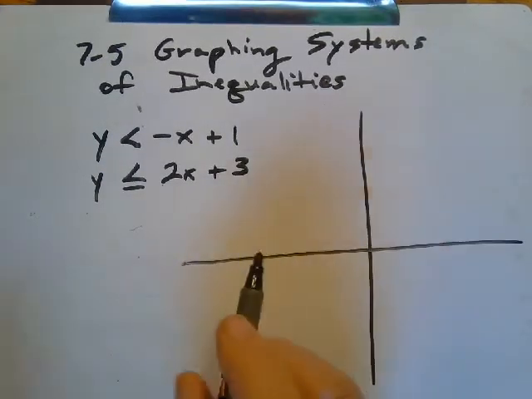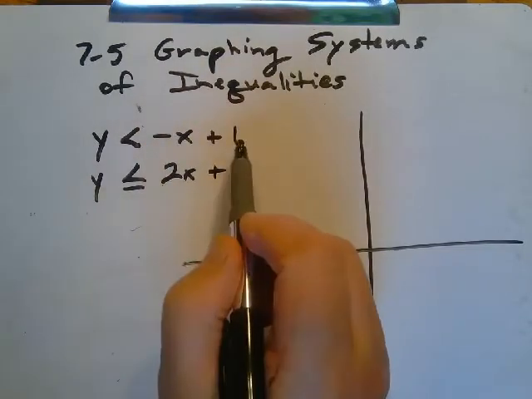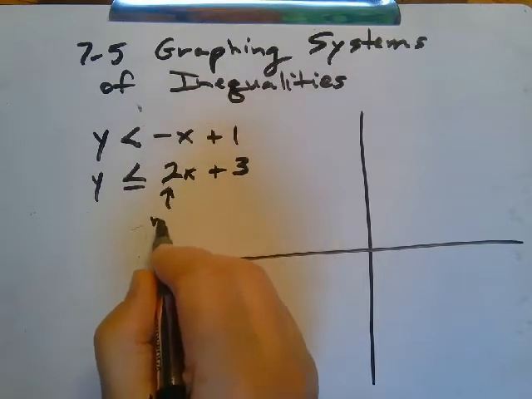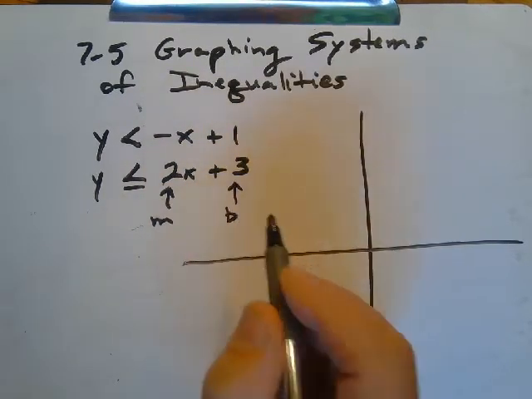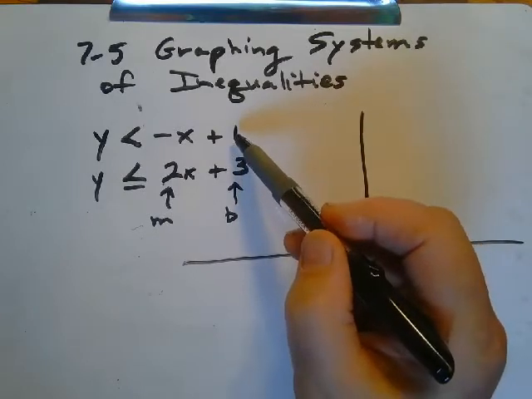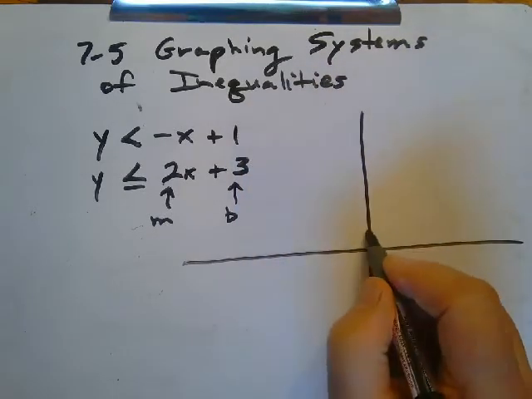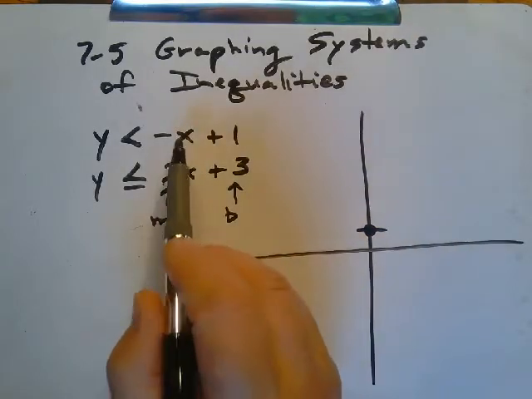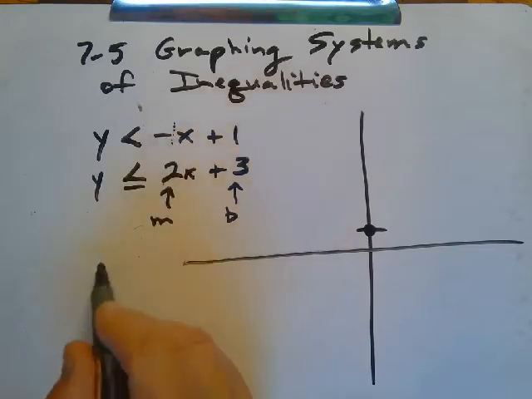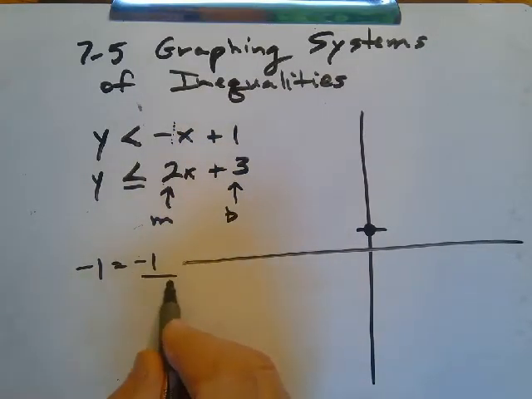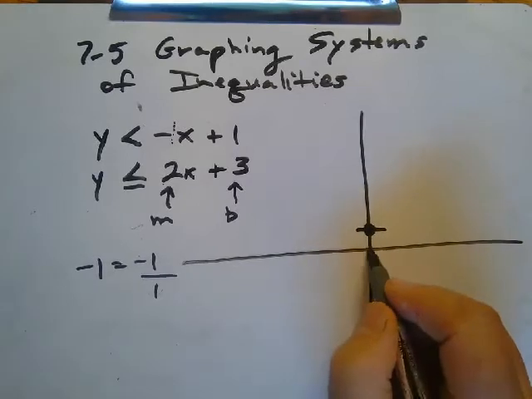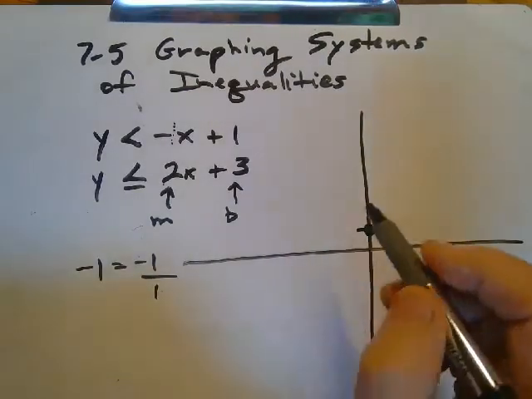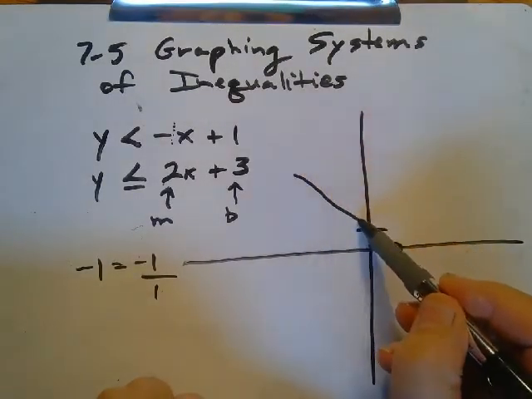If you recall from graphing linear inequalities, we start with the y-intercept. Remember, this is your slope, and this is your y-intercept, or b. Let's start with the first inequality. The y-intercept is 1, which would be right here. And the slope is -1, which means down 1 and right 1. So from here I'm going to go down 1 and right 1, and graph that line. There's a line, and I put a line right through it.